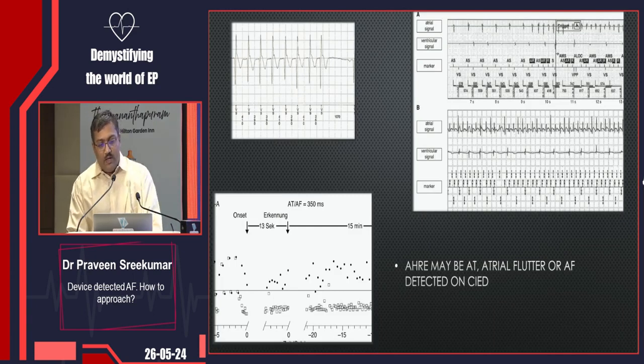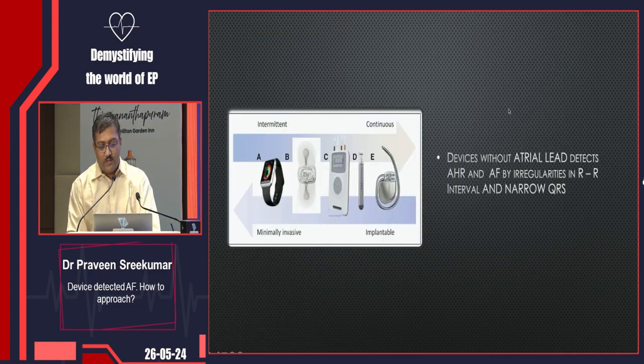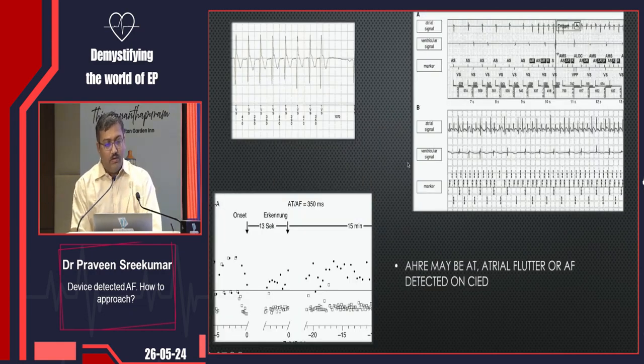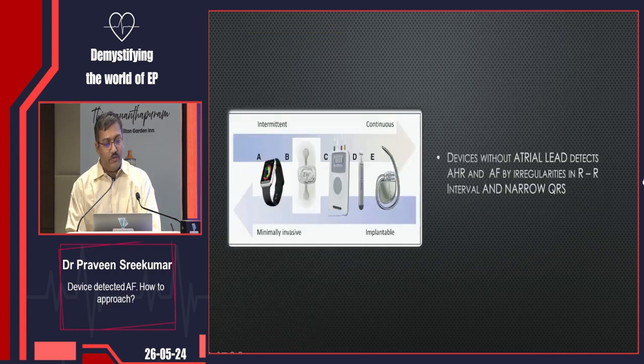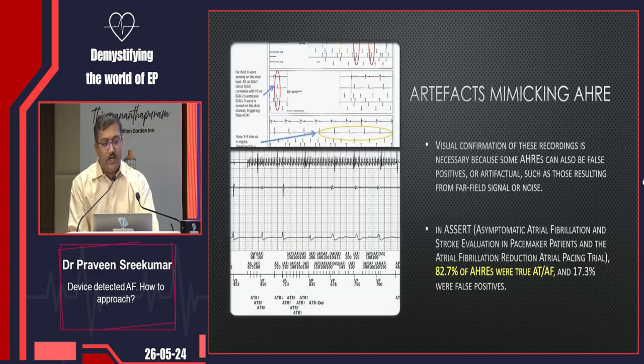So AHRE may be AT, flutter or AF detected on devices, and it may look like this. There may be atrial sensed and paced events on marker channels, or we can see the device monitor for atrial or ventricular rate episodes. As I said, the atrial lead detects AHRE, but in devices which do not have a lead, the detection is by variations in RR interval and narrowness of QRS. So that's how AHREs are detected.